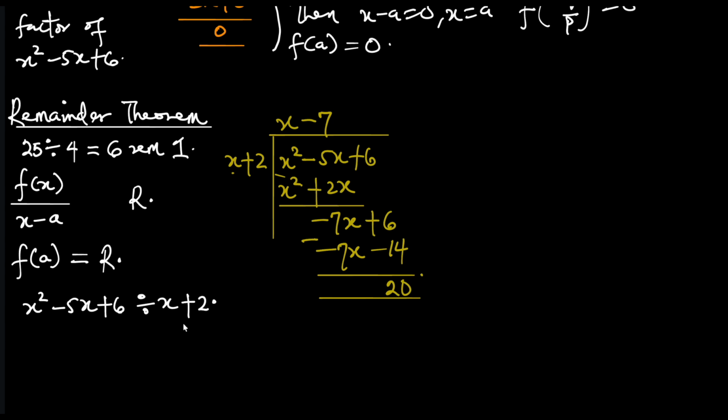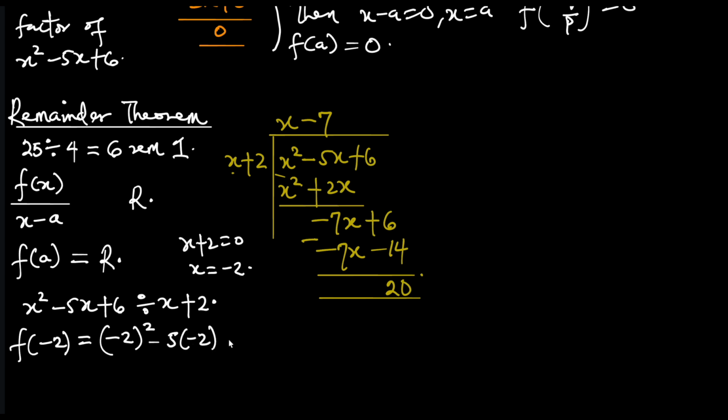So which means that if I take f of negative 2, remember that this is x plus 2, we set it to be 0, and then we have x equals minus 2. So if we set f of minus 2, we're going to have minus 2 squared minus 5 times minus 2, then plus 6. So here we have 4, here we have plus 10, and here we have 6. So the answer here is 20.